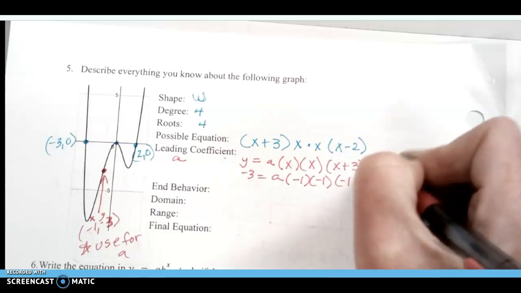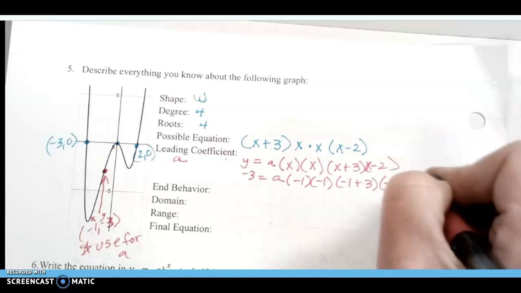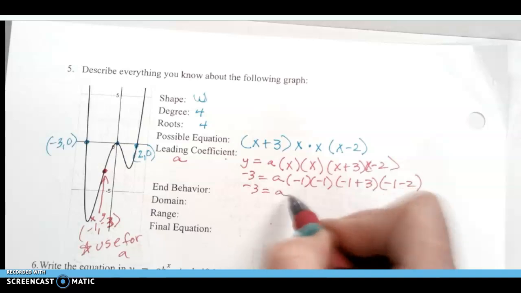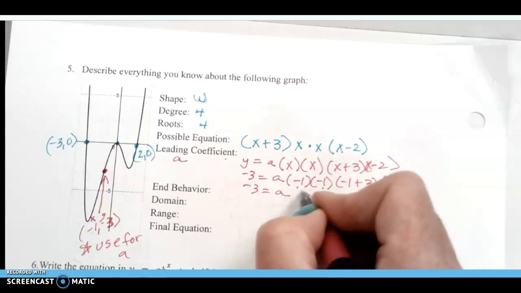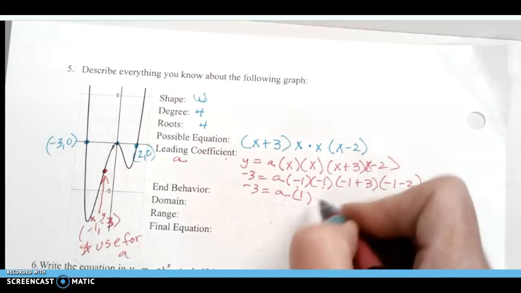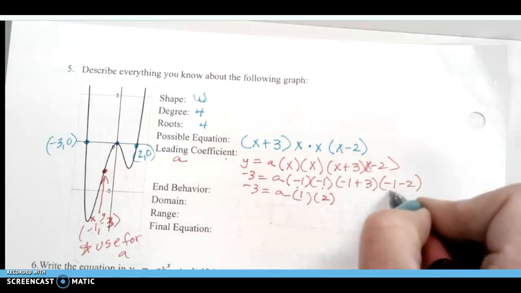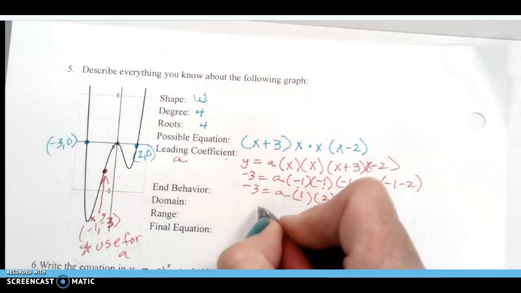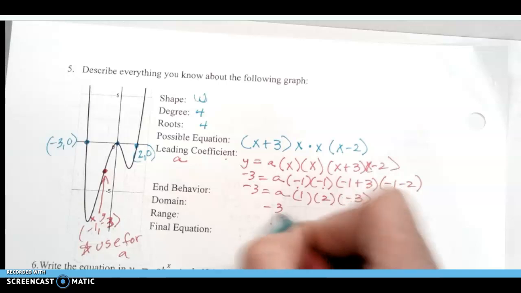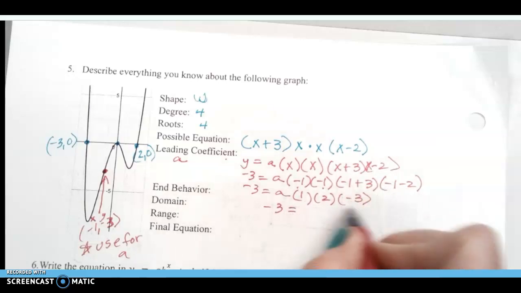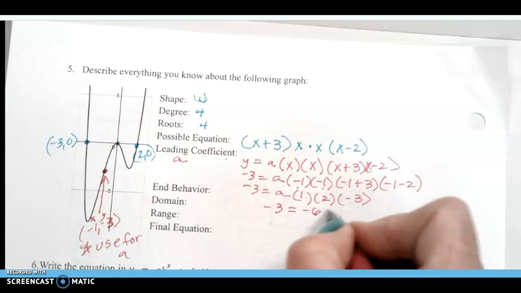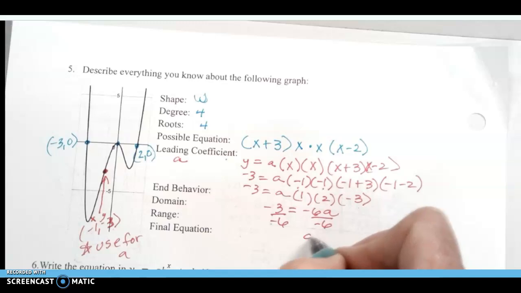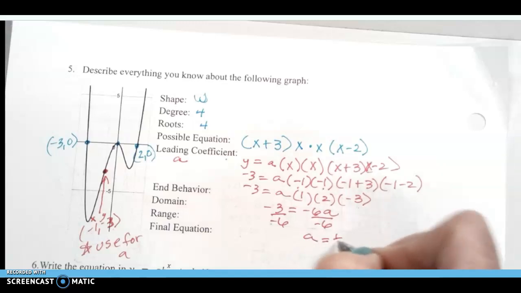Oh, forgot my x right there. So -1 minus 2. Okay. So we've got -3 equals a. -1 times -1 is +1. -1 plus 3 is 2. -1 minus 2 more is -3. So we've got -3 equals -6a. Divide both sides by -6. And so our a value in this case is 1/2.